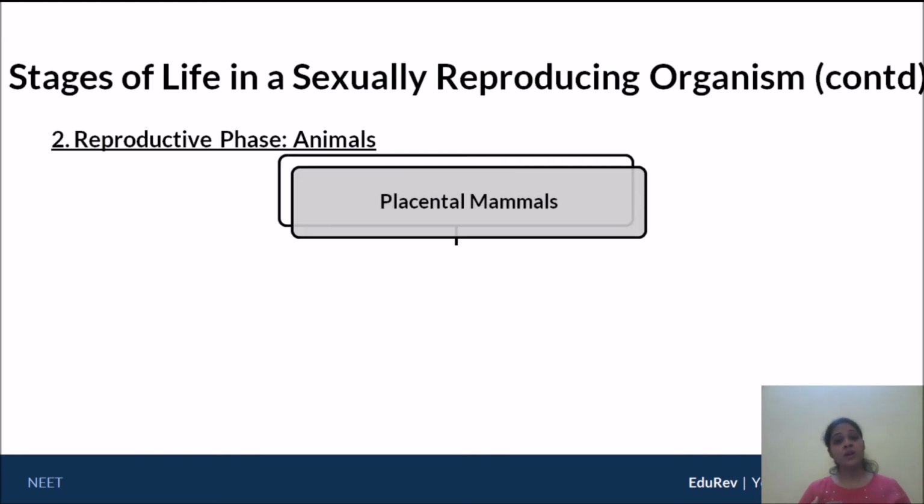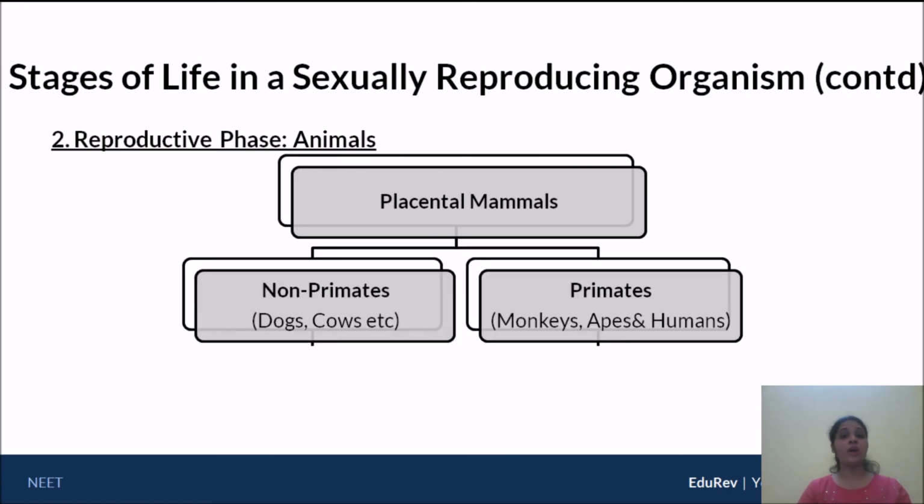Now, coming to different types of animals. We have a large category of animals. I'm sure you've studied the animal kingdom. Now we're going to focus only on placental mammals, and that too, two very specific categories of placental mammals, one being a non-primate and the other being a primate.